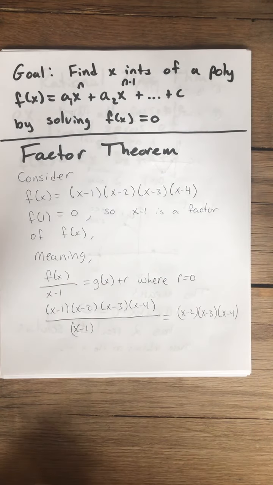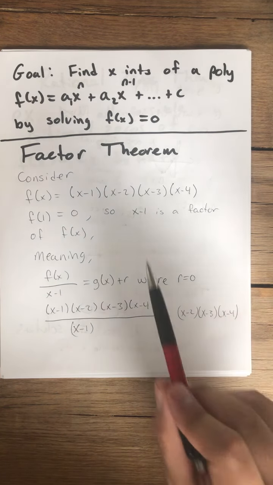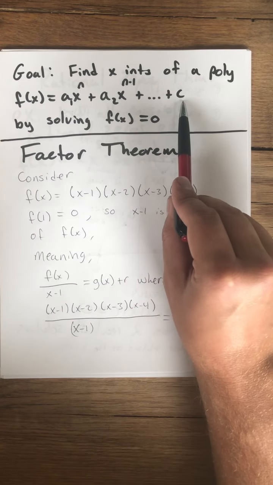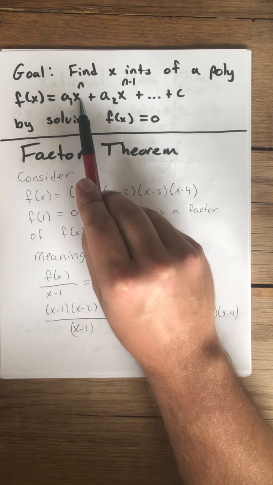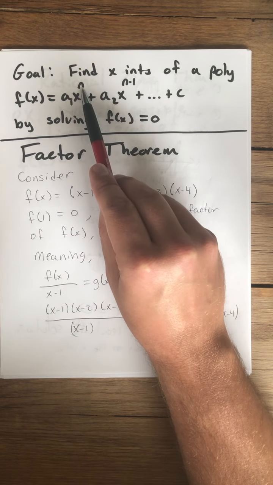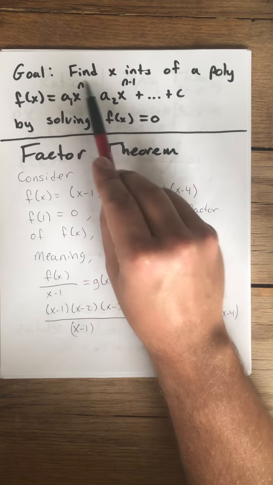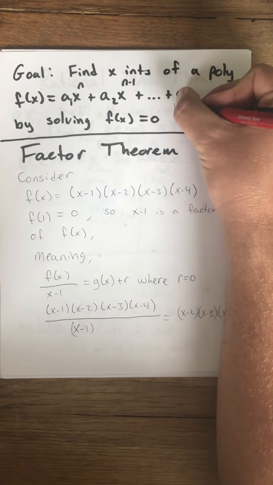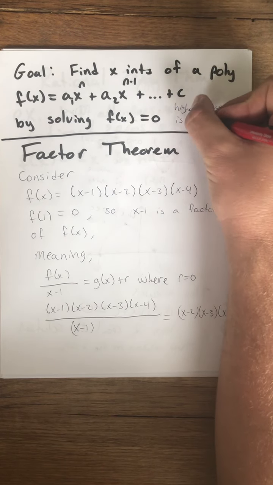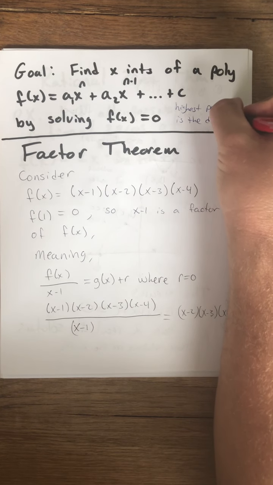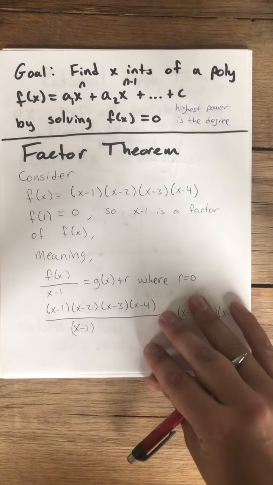So the whole goal of this section is to end up being able to figure out the x-intercepts of a polynomial function. This right here is just a generic way to write a polynomial. So you have a leading coefficient, x to the nth, whatever whole number that might be, another coefficient, and then one less than the highest power. So the highest power, let's make a note, the highest power is the degree of the function.